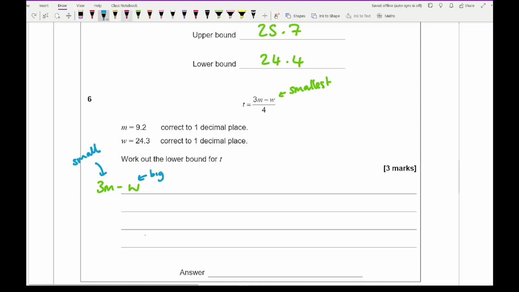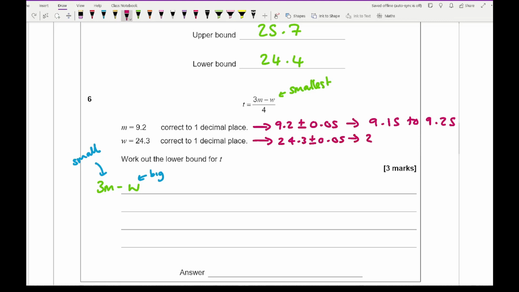So then working out the upper and lower bound of m and w to 1 decimal place, that's going to be 9.2 plus or minus 0.05, which gives me 9.15 to 9.25. Then the same with w to 1 decimal place, that's 24.3 plus or minus 0.05, that's going to give me 24.25 to 24.35.